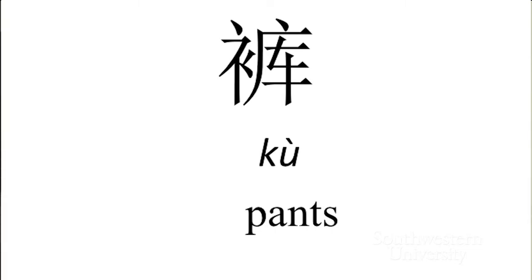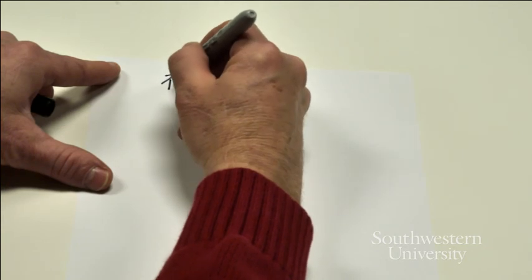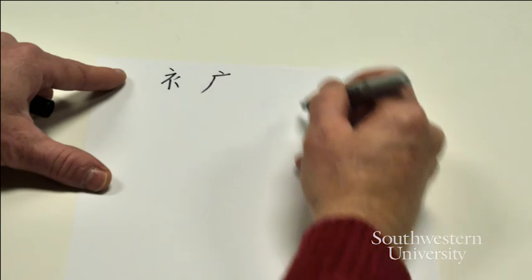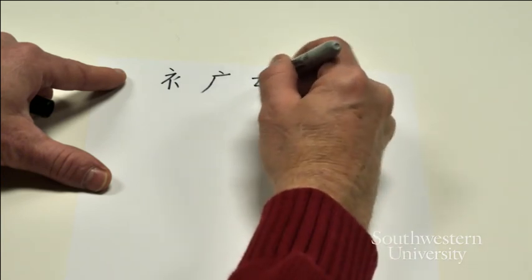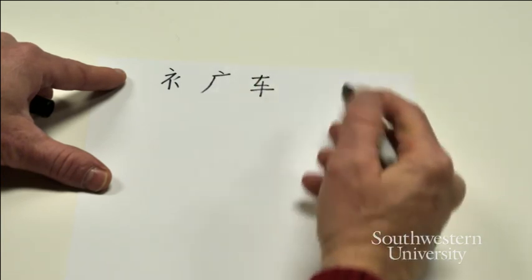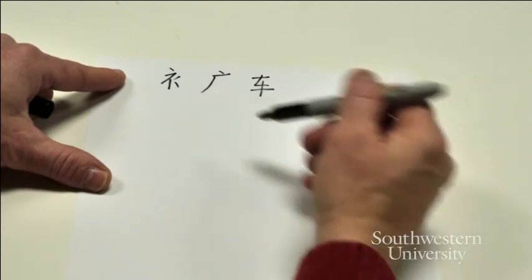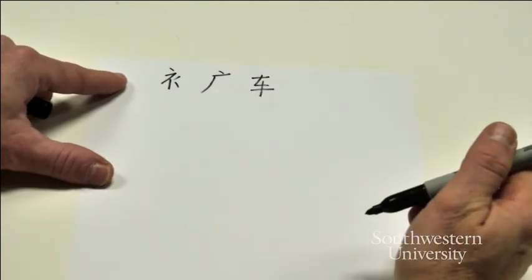Ku, pants or trousers. We've got the clothing radical again, and then we have the component for shelter, and in the shelter we have a cart. So the cart in the shelter indicates storage. It's pronounced ku, so that's just phonetic in this case.